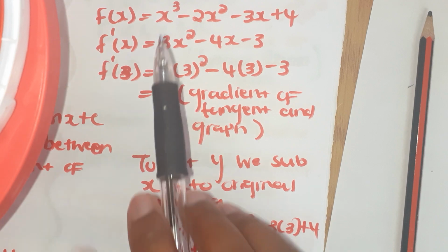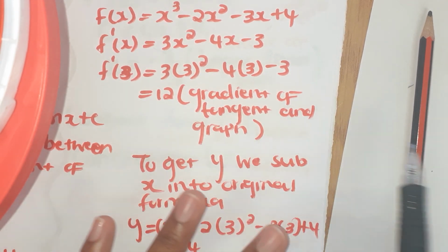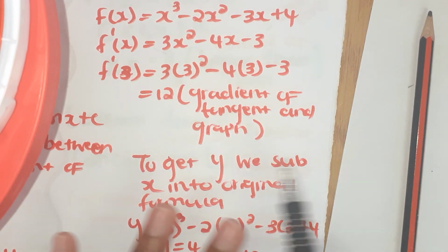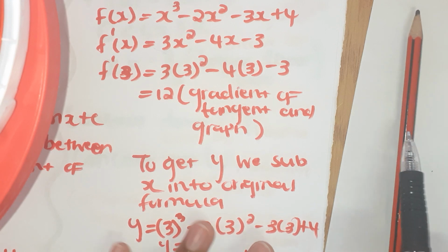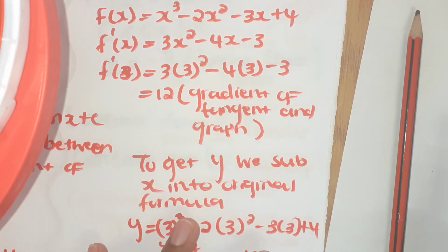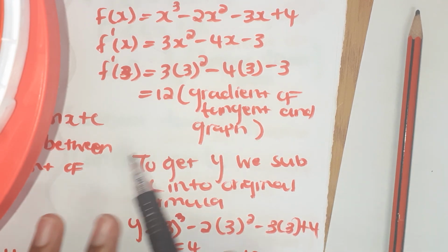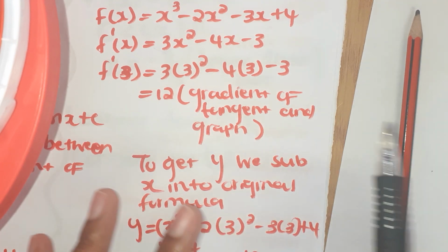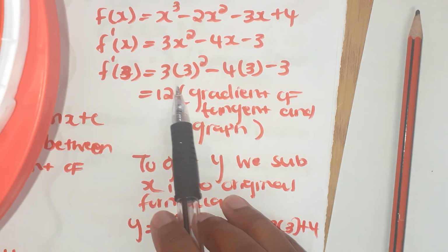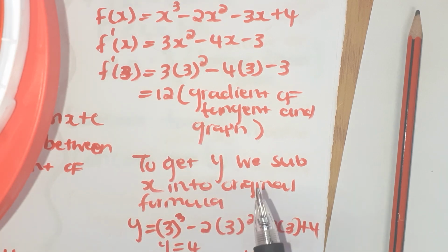Let's repeat it. You are asked to find the equation of the tangent where x is 3. You take the original formula, you derive. After deriving, wherever you see x, you substitute 3, because at that point where the tangent is touching the graph, the x value is 3. So you just put 3, and the answer you get is that the gradient at that point is 12. So that is the gradient of the tangent as well.